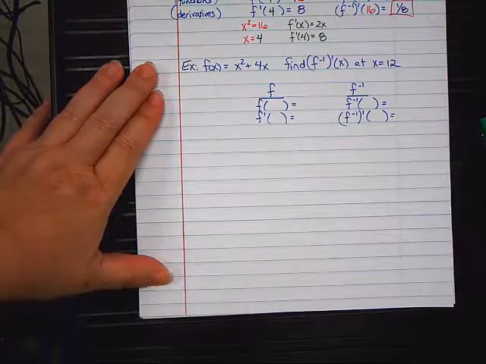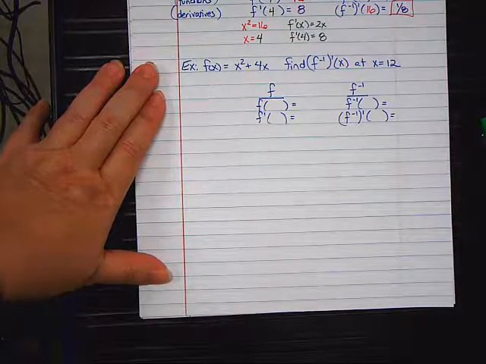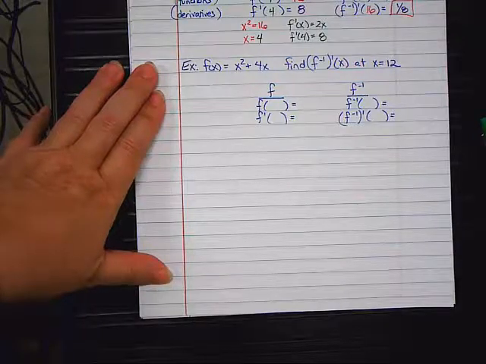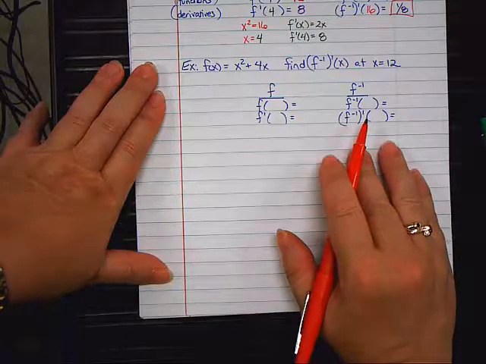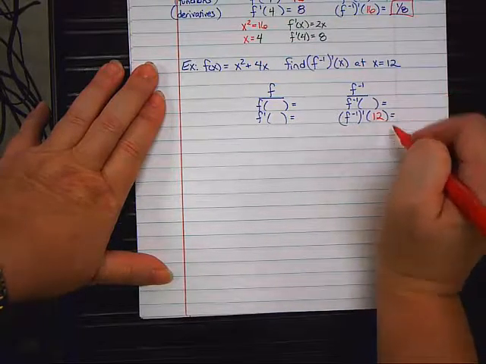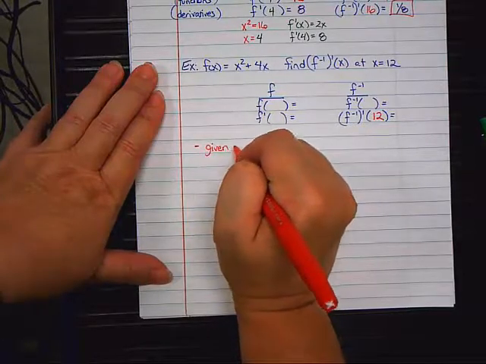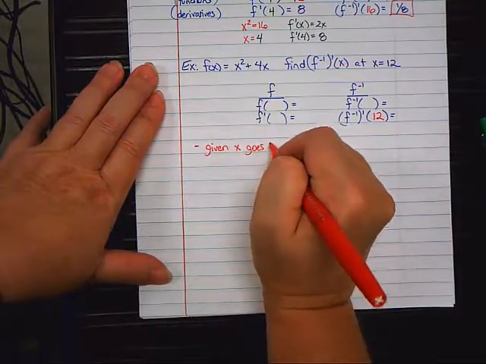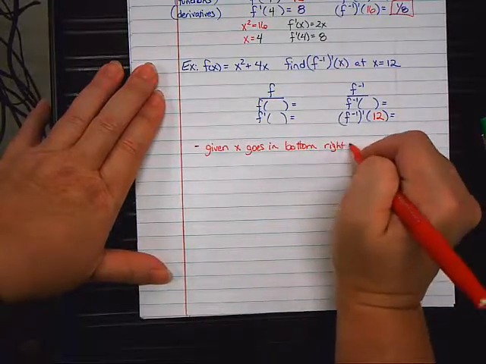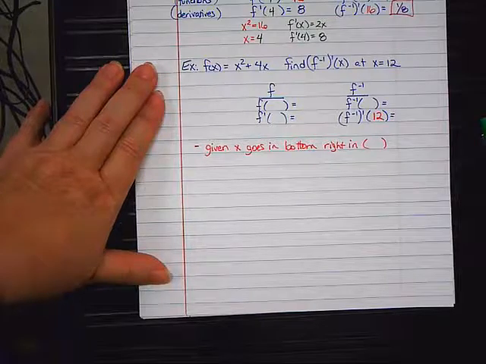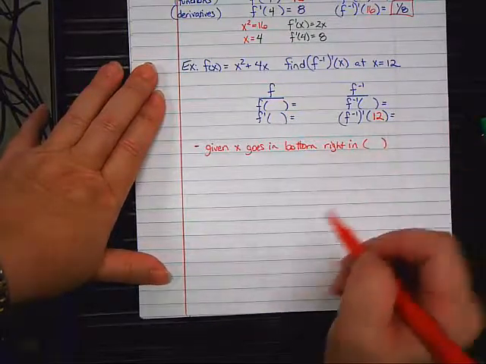What did we do first the first time on the other problem that we did? Okay. So where's the 12 going to go this time? In the derivative of the inverse. So the 12 goes right there. I'm going to write down below here that the given x goes in the bottom right in the parentheses, to remind myself, whatever they gave me for x goes at the bottom right inside the parentheses.